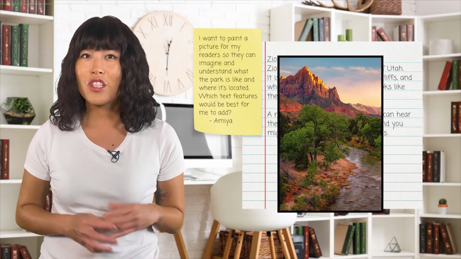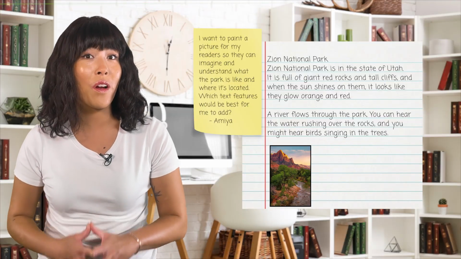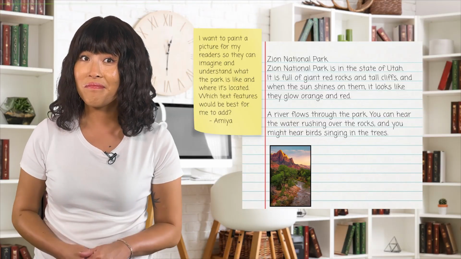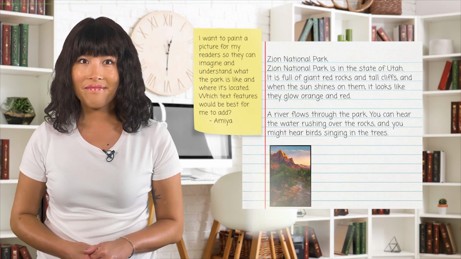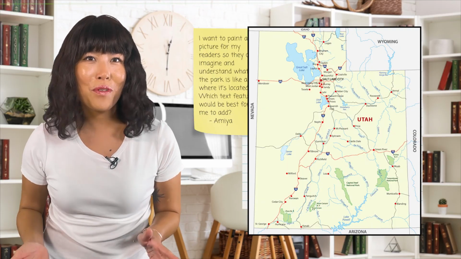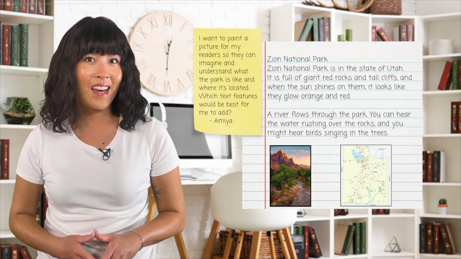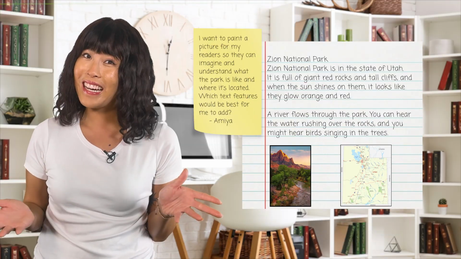She also wants the reader to know where the park is. Which text feature could help with that? A map. A map of Utah could show where Zion National Park is. I can't wait to see what you add, Amia.